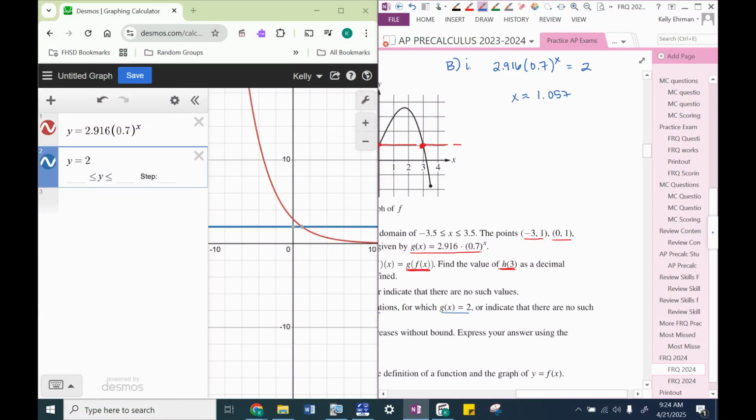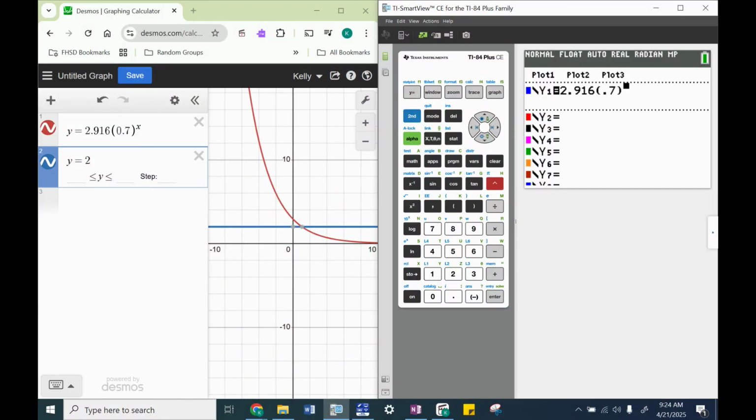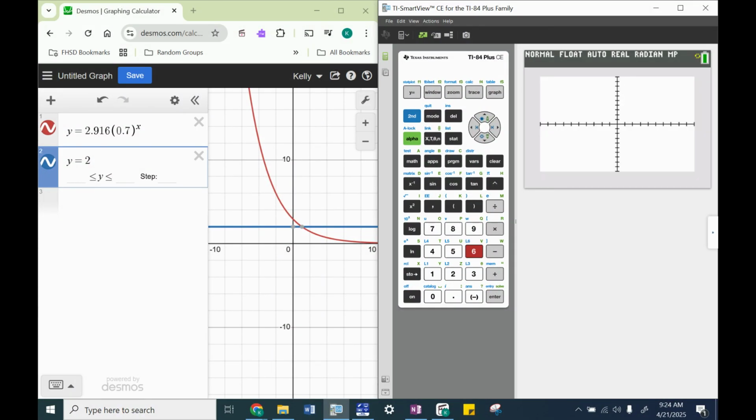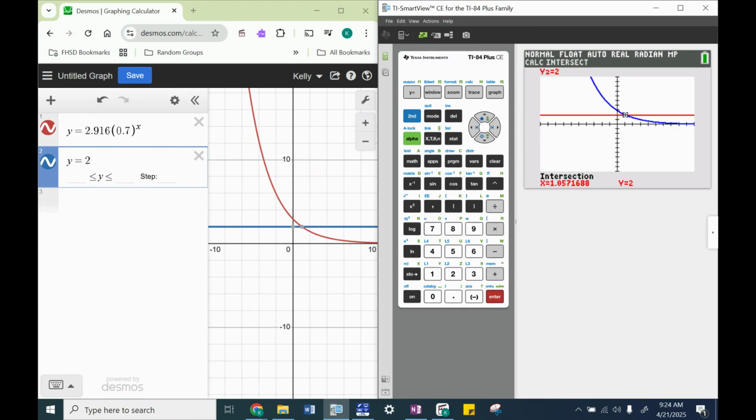You can also do this in your graphing calculator by typing in that same equation, 2.916 times 0.7 raised to the x power. When is that equal to 2? And if you're not sure what to zoom the window to, I usually go back to standard just to start. And you can see the intersection point there. Second, trace, intersect. Same answer. All right.